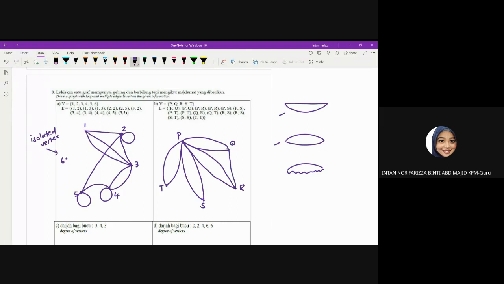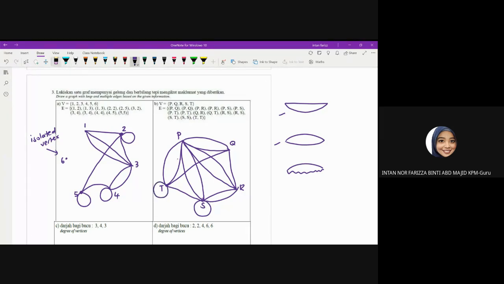Next is QR. So QR, just join these two. QT, cross the thing. RS, RS. RS, RS. Multiple edges. ST. SS, there's a loop at SS. TT.